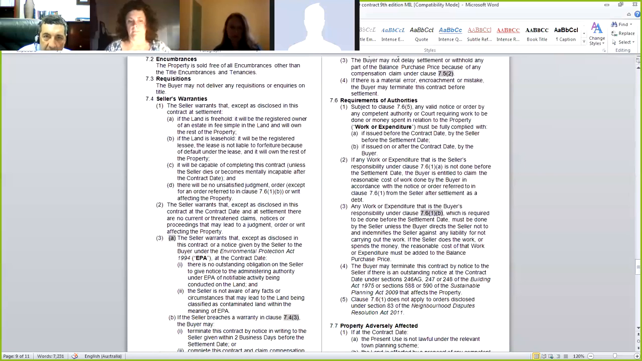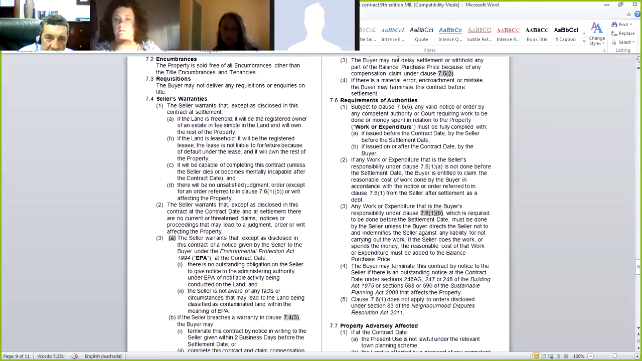Now, I do want to bring your attention to this clause 7.6. 7.6 says that any valid notice or order by a competent authority, let's say a council, or a court requiring work to be done or money to be spent, must be fully complied with if it's issued before the contract by the seller, or if it's issued after the contract date by the buyer. If any work that is the seller's responsibility is not done, the buyer is entitled to claim a reasonable cost for rectification, and so on.